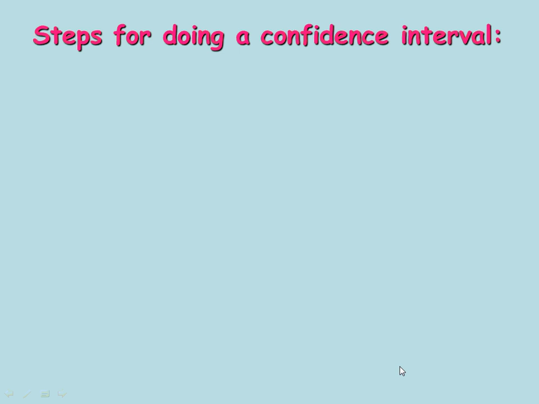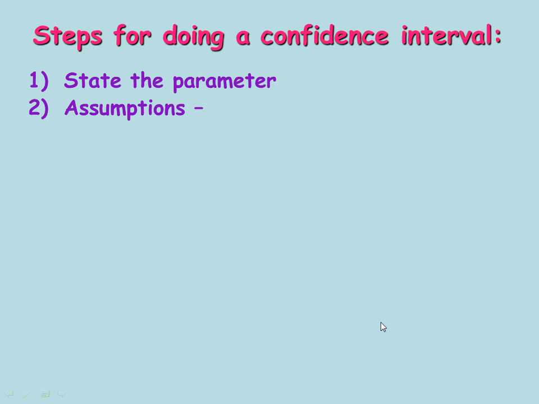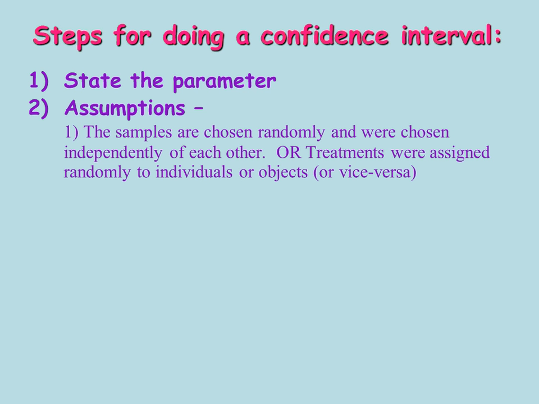Again, from the last unit and the previous unit to that, and this unit, we have a confidence interval that we need to do some things to be able to solve. The first thing is to state the parameter, and then work on your assumptions. And remember, in this section, we have 4 of them that we have to worry about. So the samples are chosen randomly and were chosen independently of each other, or the treatments were assigned randomly to individuals or subjects, or vice versa, meaning the treatments were assigned randomly to objects and then assigned to individuals.